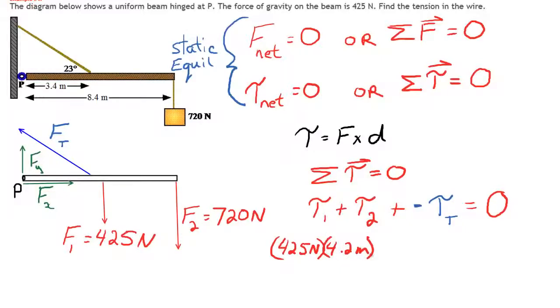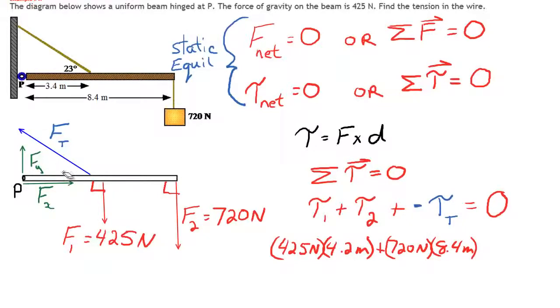Now remember, with torques, the force and the distance have to be 90 degrees to each other. So if I'm using a distance of 4.2 meters along the beam, that force has to be at right angles to that distance, and it already is. So we're good to go with that one. Similarly with F2, the 720 newton force and the distance to the pivot point are at right angles to each other, so I can put them in directly. So I've got 720 newtons of force acting at a distance of 8.4 meters from the pivot point.